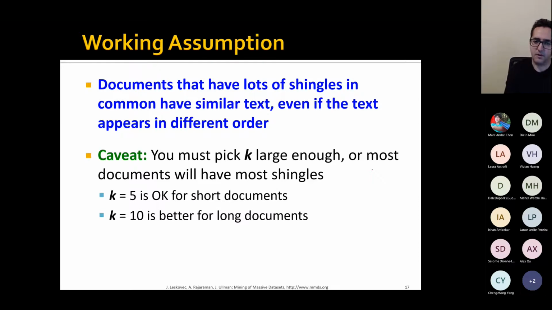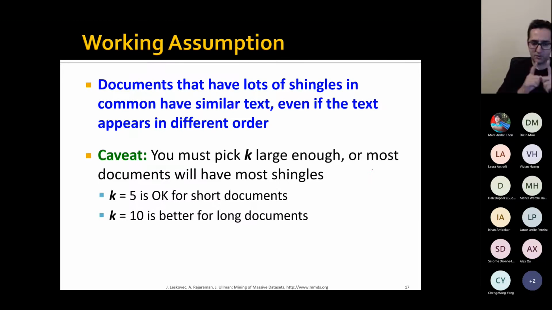Now, we have to be careful that k should be large enough. Otherwise, most documents will have all of the shingles, right? So if k is 2, it's probably useless, because it will see that almost all documents have all the shingles. So in practice, k is chosen to be between 5 and 10 when we use letter shingles, okay? When we are working with word shingles, it's smaller, sorry. It's like 2 or 3.